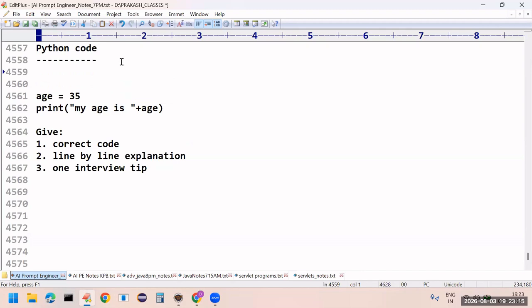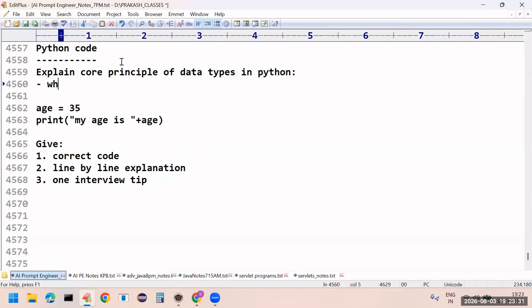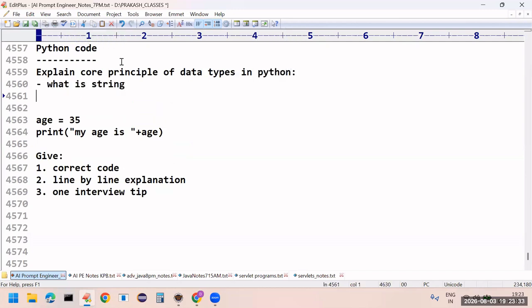Now, observe carefully what I am going to do. I am writing the instruction like this: explain the core principle of data types in Python, especially what is a string, and what is an integer.